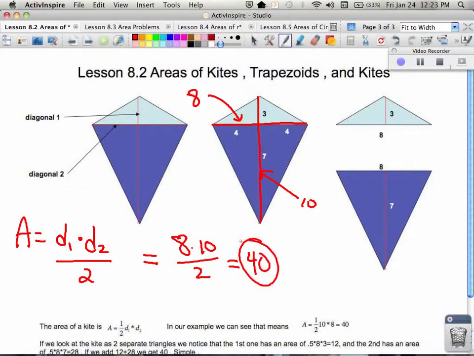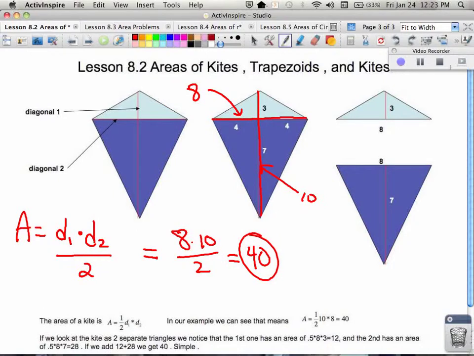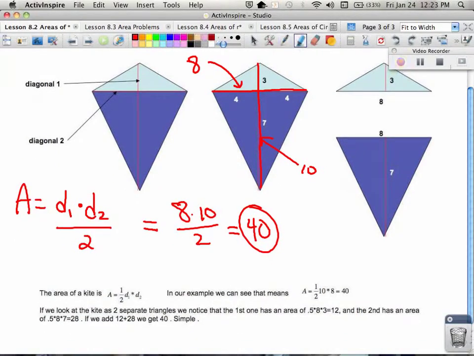Now, again, in the pictures, I tried to describe how they came up with this information and why it works. As you can see, they split the kite into two triangles, and with those two triangles, they put together the pieces, and that's how they discovered the formula. But what I really want you to know is that whenever they're talking about a kite, you can do diagonal 1 times diagonal 2, and then divide that by 2.